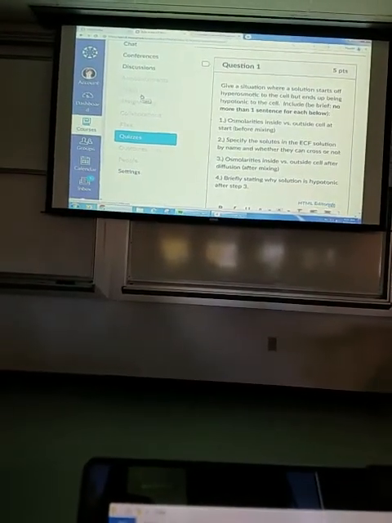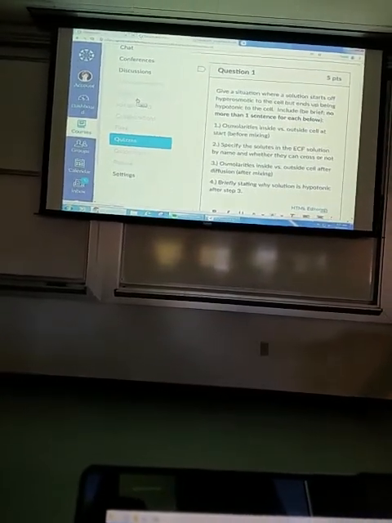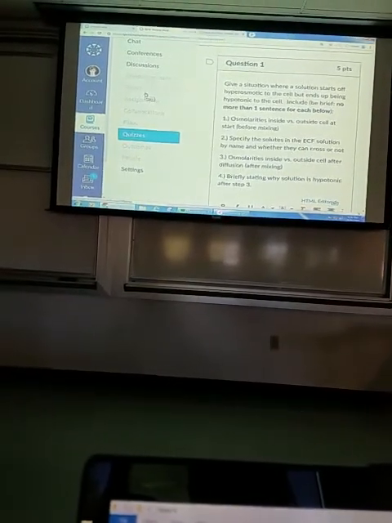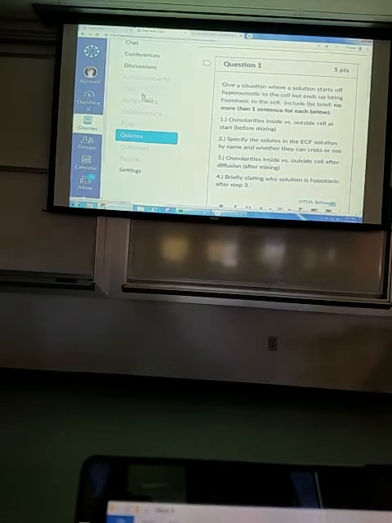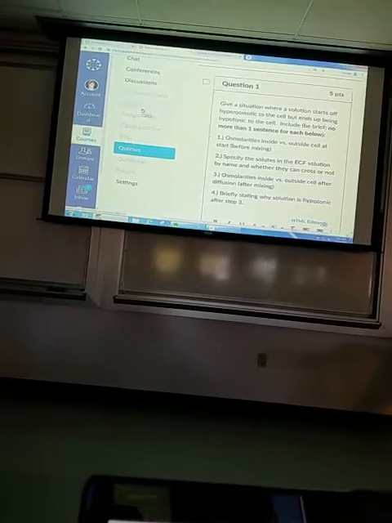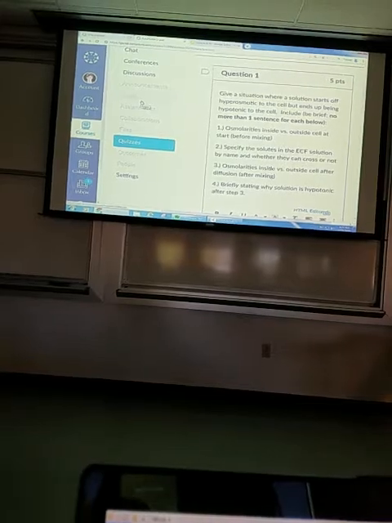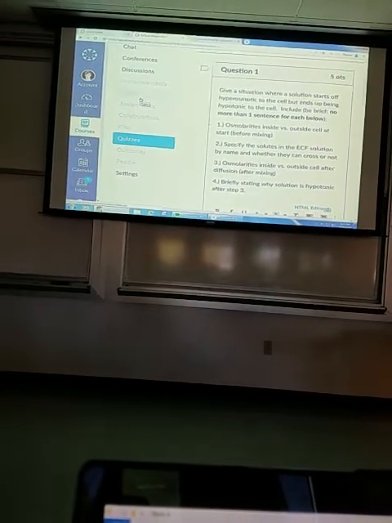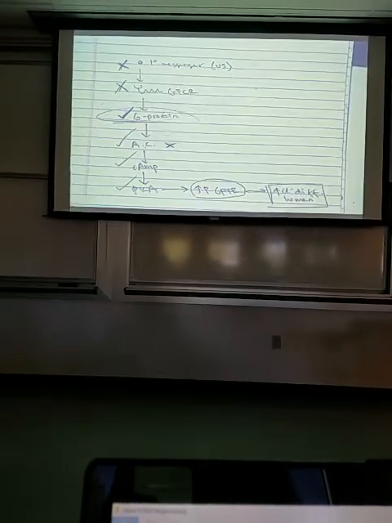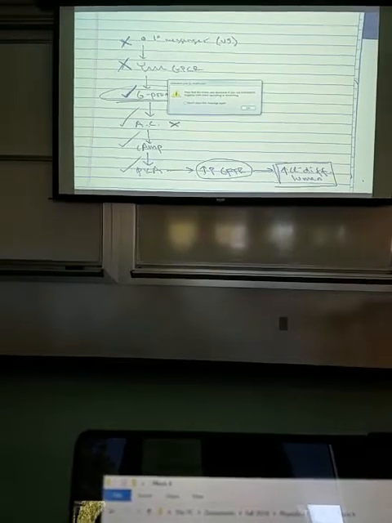So it says, give a situation where a solution starts off hyperosmotic but ends up being hypotonic to the cell. Include osmolarities, specify the solutes that are involved, the osmolarities, and briefly state why the solution is hypotonic. That's a bitch of a question. That's kind of not really, because this was that strategy that I told you we have an easy way to figure this out.